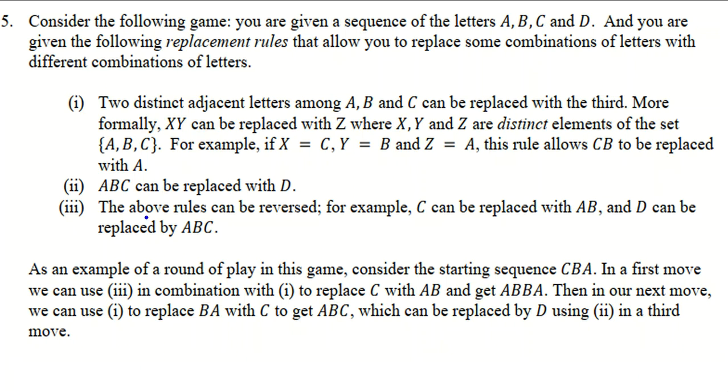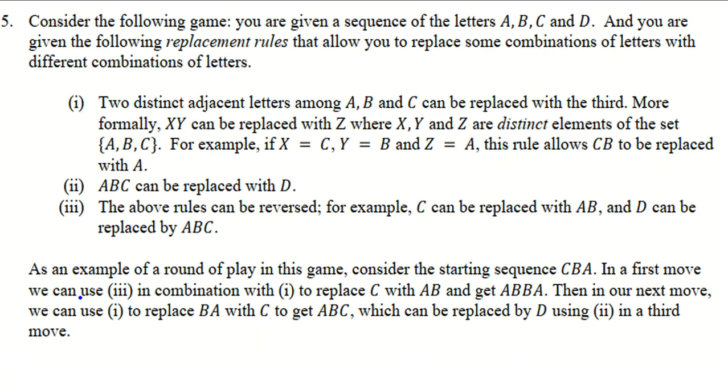And the third part is that the above rules can be reversed. For example, C can be replaced with AB, and D can be replaced by ABC. So you can replace ABC by D or replace D by ABC. Now the problem, let's read once what is asked of us. As an example of a round of play in this game, consider the starting sequence CBA.